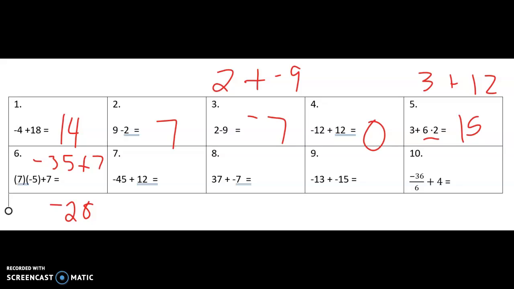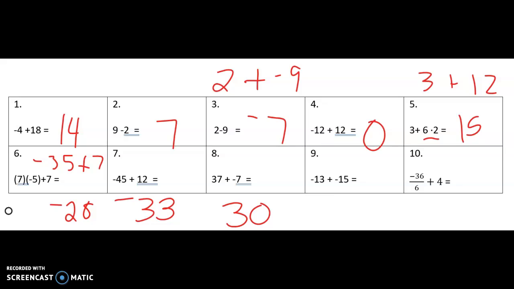Number 7, unlike signs subtract, I get 33. Take sign of larger looking number, -33. Number 8, unlike sign subtract, 37 minus 7 is 30. Take sign of larger, 37 is positive, it keeps the positive.